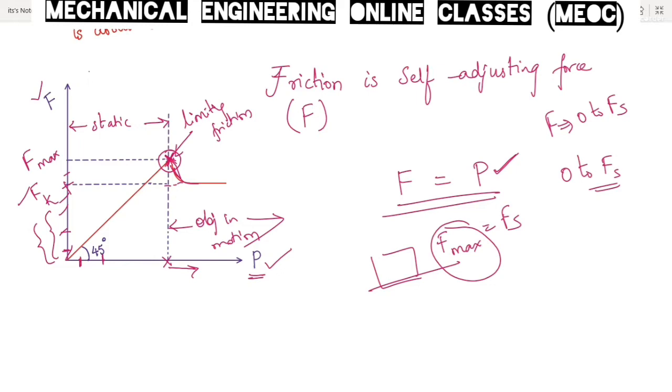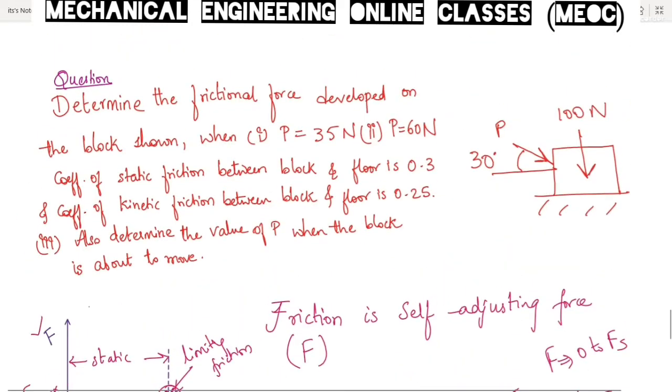So here in the given question, we have to find the friction for two values of external force, 35 and 60, and the coefficient of static friction and coefficient of kinetic friction are given, and we should also find the value of P when the block is just about to move.